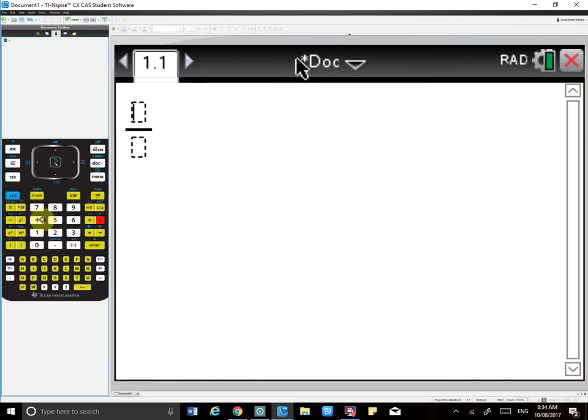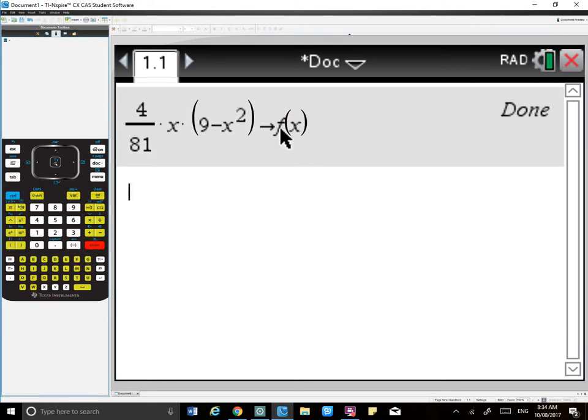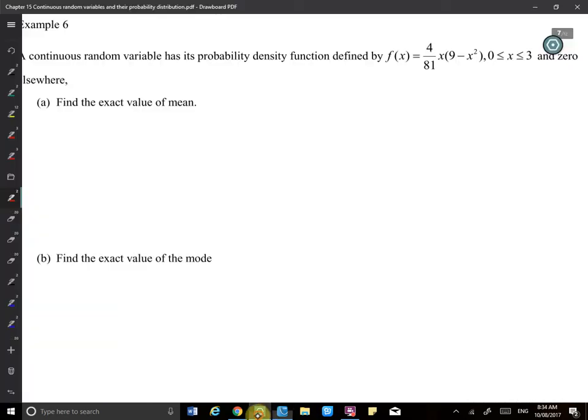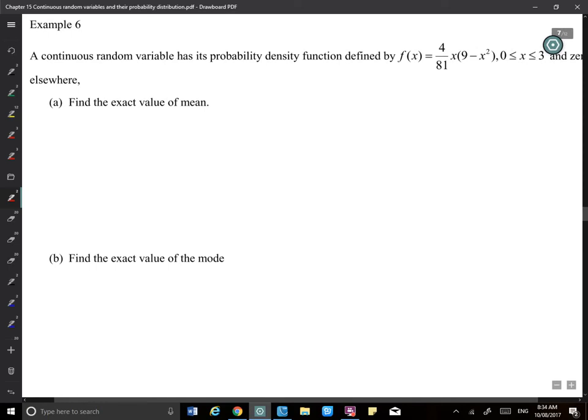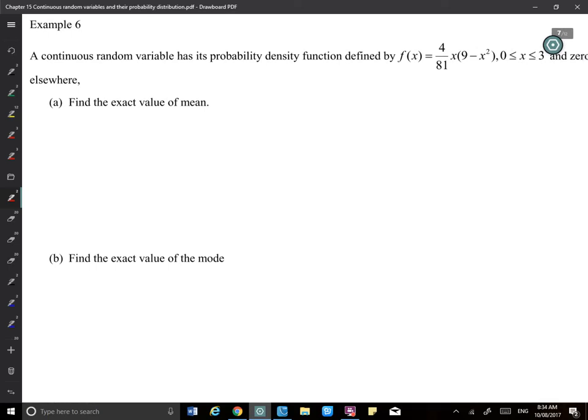So we have 4/81 times x times (9 minus x squared). I will store that as a function f(x). Okay, so let's have a think about this graph. What kind of equation is that? What's the name of this function?